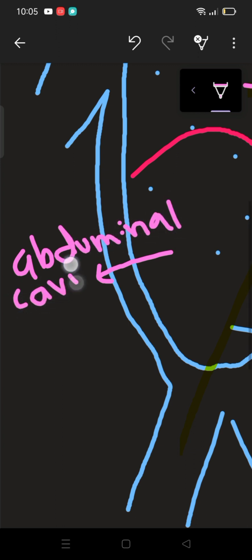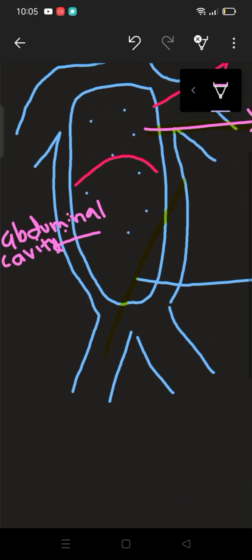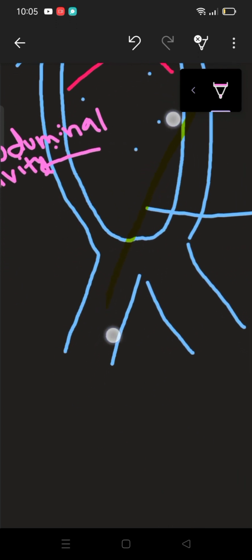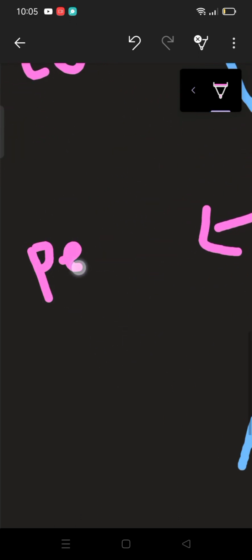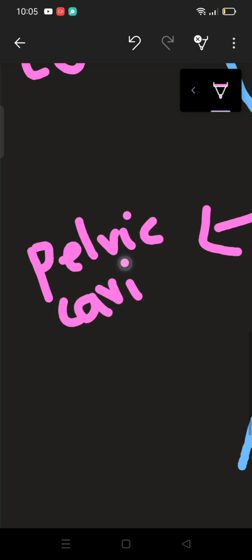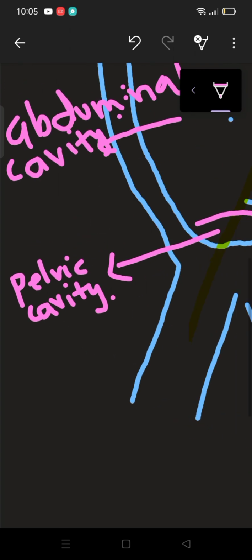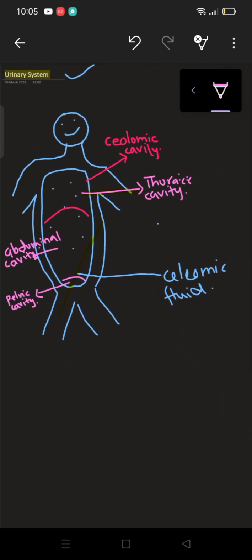The down part of the abdominal cavity is known as pelvic cavity or pelvic region, where the sex organs are present. Now we need to know what structures are present in the thoracic cavity, what structures are present in the abdominal cavity, and what structures are present in the pelvic cavity. So first of all we are going with the thoracic cavity.